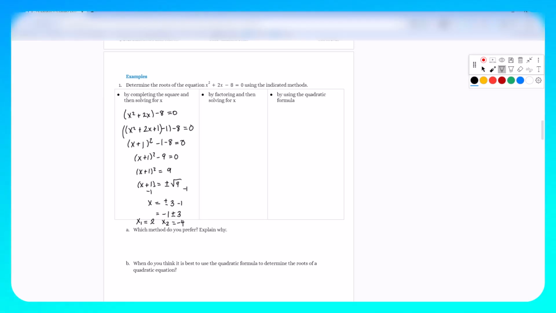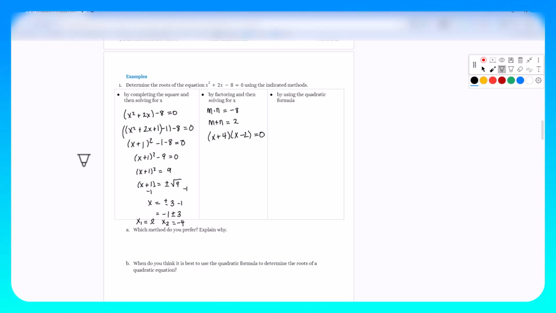This time we're going to factor. Well, to factor this, we're going to look for two numbers that multiply together to make -8 and two numbers that add together to make +2. Well, the factors of -8 that would add would be 4 and -2. 4 times -2 is -8, and 4 plus -2 is +2. So our factoring would be x plus 4, x minus 2.